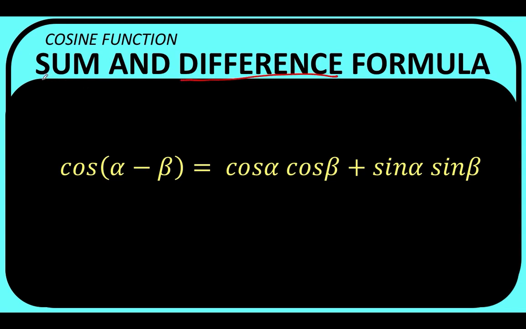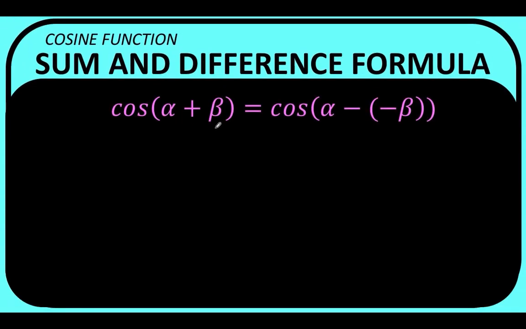Now we want also to find what is the sum formula for the cosine function. For the sum formula, since you already know the formula for the cosine of alpha minus an angle, what we're going to do is perform some algebraic trick. Subtraction is defined as adding the additive inverse. So if you write alpha minus negative beta, this is just the same as alpha plus the additive inverse of negative beta, which is positive beta. So you will arrive at alpha plus beta.